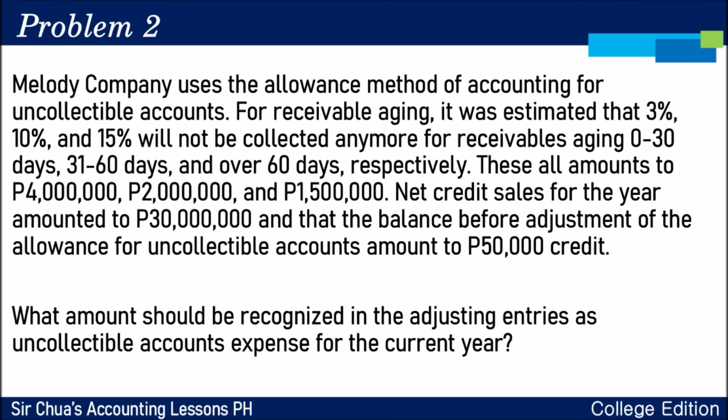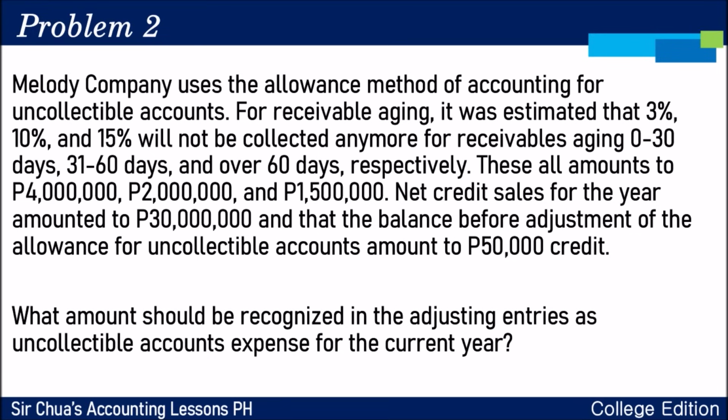Melody Company uses the allowance method for accounting for uncollectible accounts. For receivable aging, again, sabi ko po sa inyo kanina, yung aging ay analysis po ng account balances kung gaano katagal na siyang hindi pa nababayaran sa company. Okay? It was estimated that 3%, 10%, and 15% will not be collected anymore for receivables aging 0 to 30 days, 31 to 60 days, and over 60 days respectively. So 3% po, yung mga 0 to 30 days, and then 10% naman po sa 31 to 60 days, and 15% po sa over 60 days.